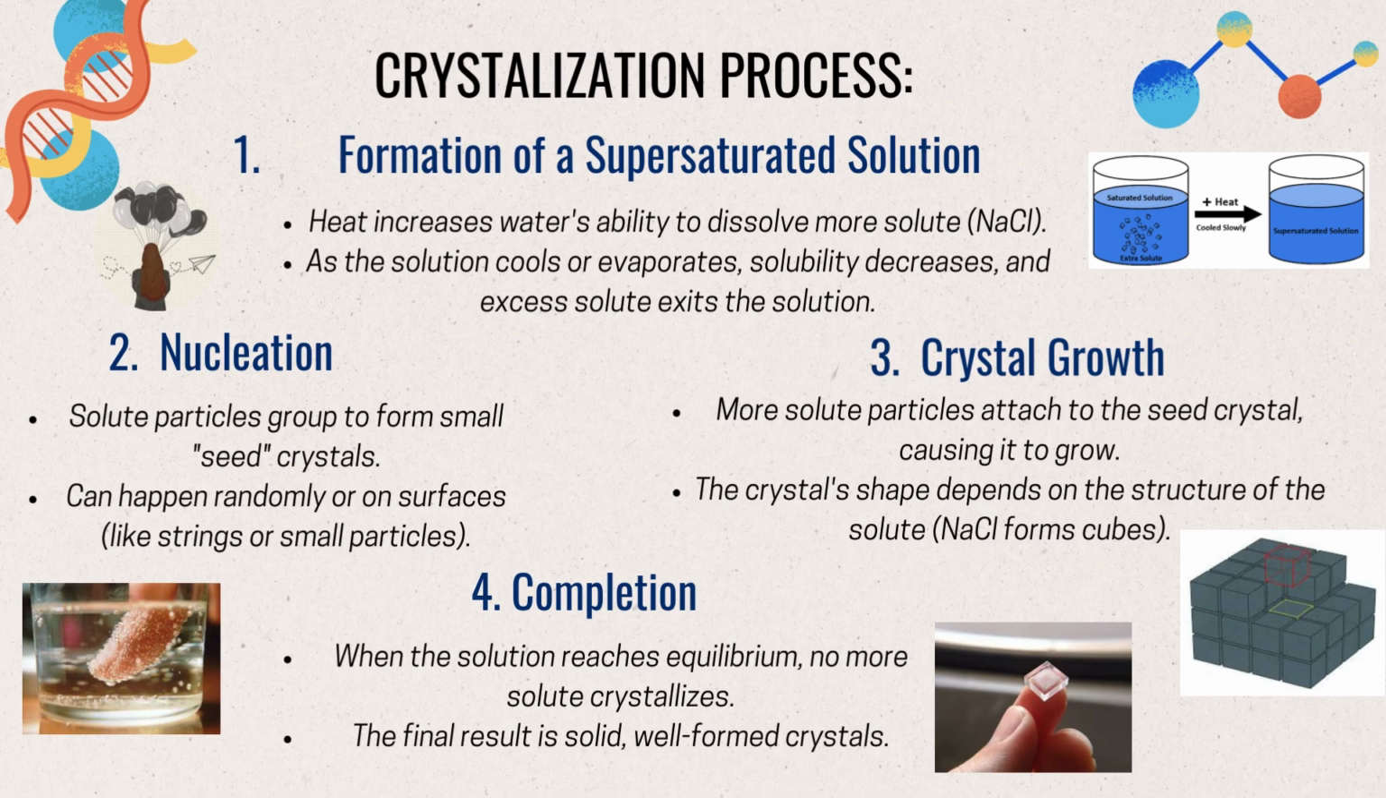The second one is nucleation. Solute particles group to form small seed crystals. This can happen randomly or on a surface, like strings or small particles. The third one is crystal growth. More solute particles attach to the seed crystal, causing it to grow. The crystal shape depends on the structure of the solute. NaCl forms cubes. The last one is completion. When the solution reaches equilibrium, no more solute crystallizes. The final result is solid, well-formed crystals, as you can see in this picture.